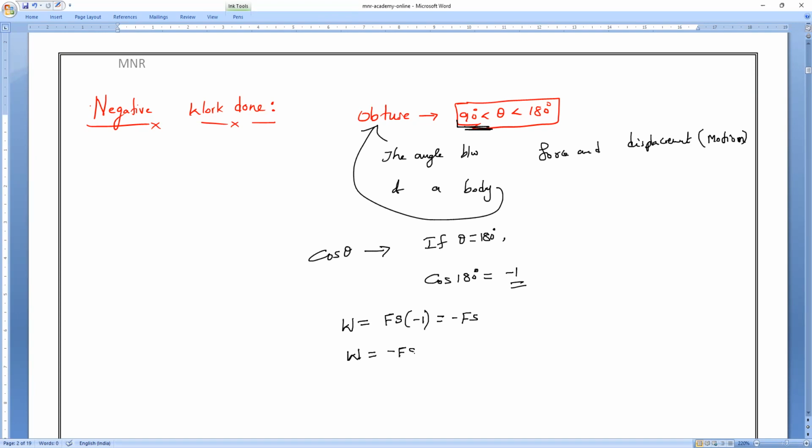Okay. So work done is equal to minus of force into displacement. Remember, this minus does not belong to force or displacement. What does minus indicate, everybody? Minus indicates that force and displacement are not in the same direction. They are in the opposite direction. That is the meaning of minus.